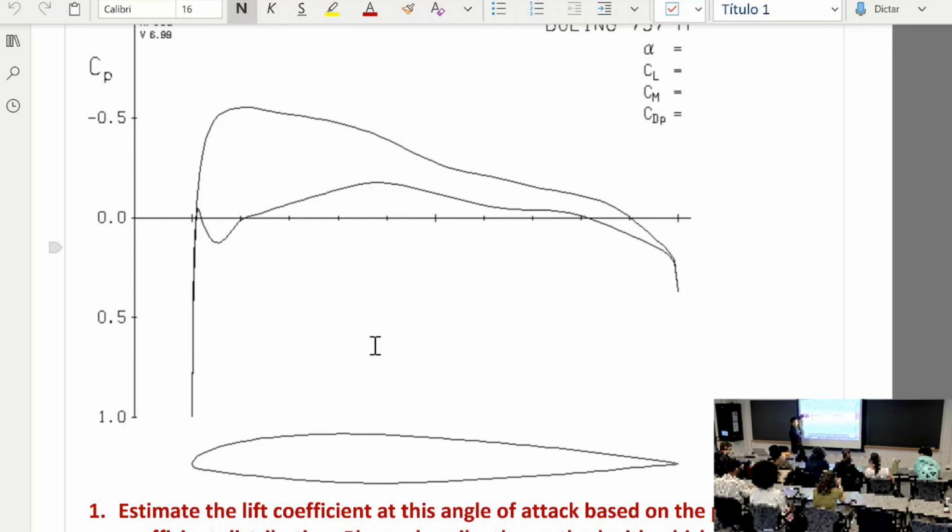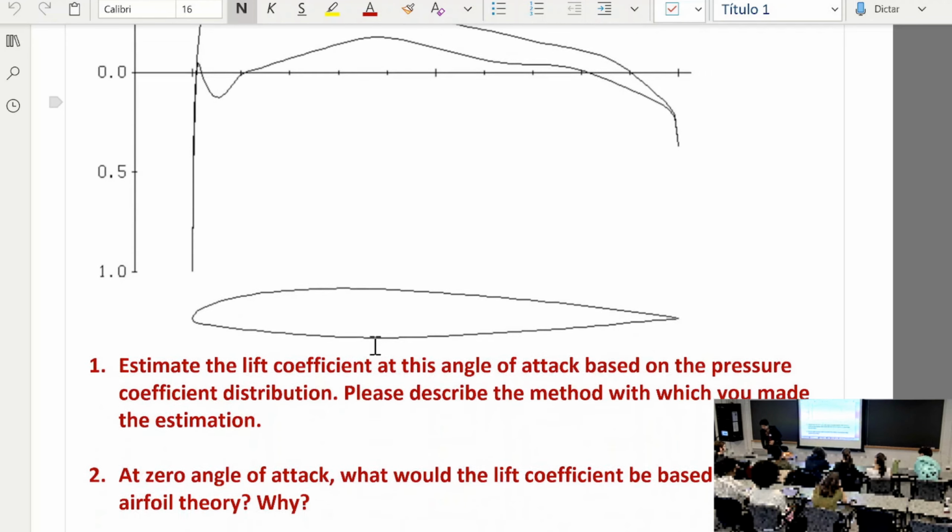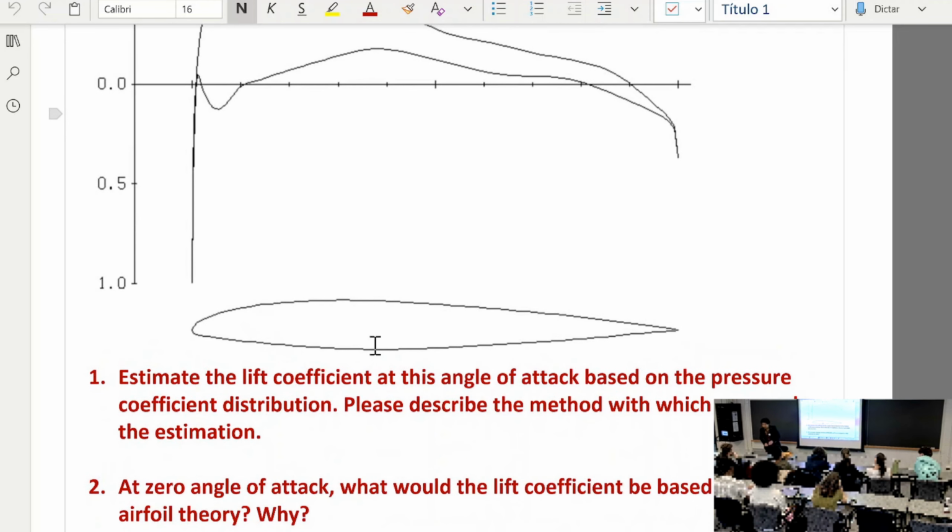But this is reversed, right? So the area in between is going to be the lift. That's right. Okay. And then the two other questions, I think you have to understand thin airfoil theory to answer: at 0 degree angle of attack, what would be the lift coefficient, right?